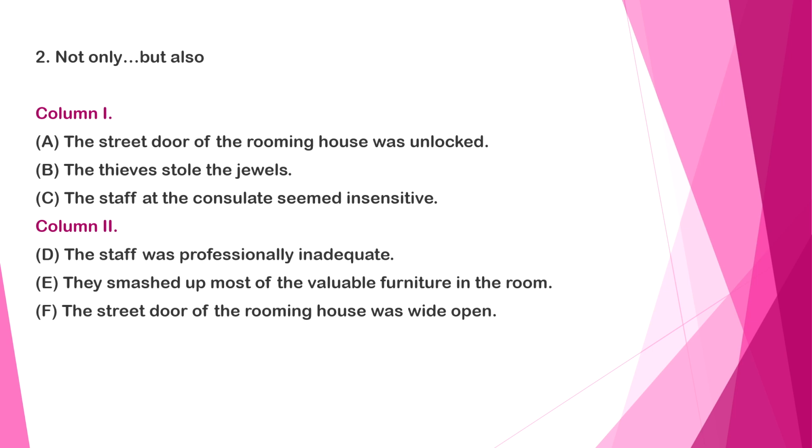So, is it done? Let us discuss now. So, here the connector given is not only but also, or the conjunction given is not only but also. So, let me first read out the parts given in each column. Column 1, part A, the street door of the rooming house was unlocked. Part B, the thieves stole the jewels. Part C, the staff at the consulate seemed insensitive. Column 2, part D, the staff was professionally inadequate. Part E, they smashed up most of the valuable furniture in the room. Part F, the street door of the rooming house was wide open.